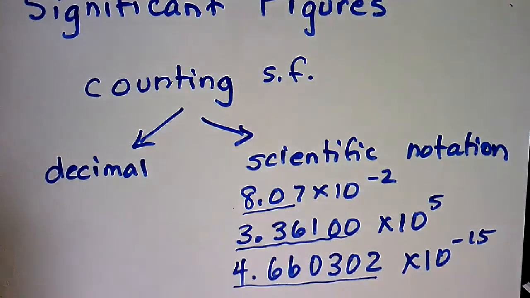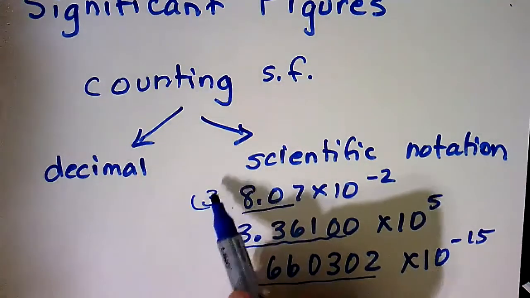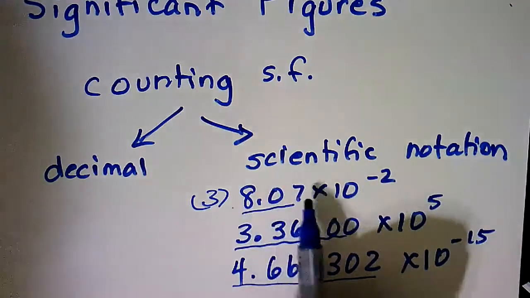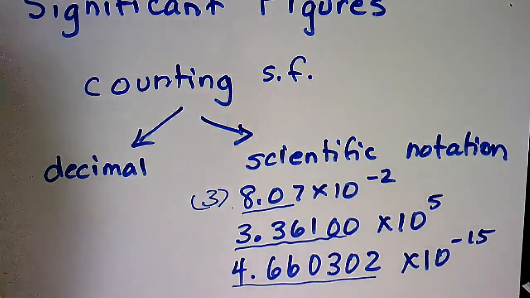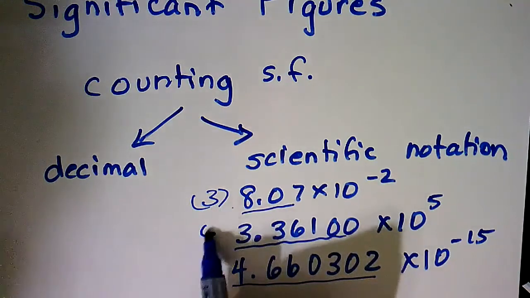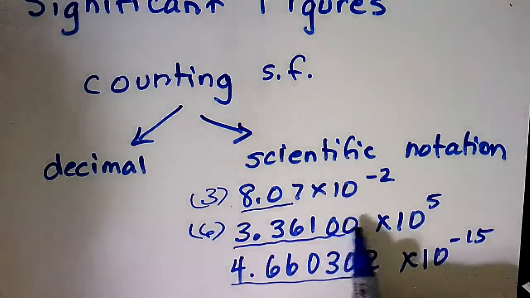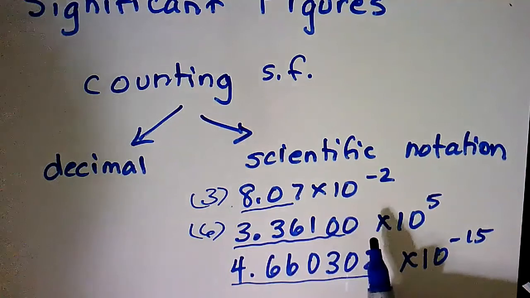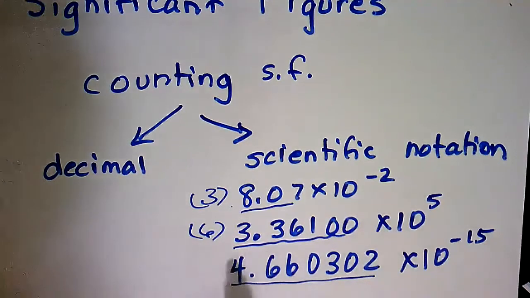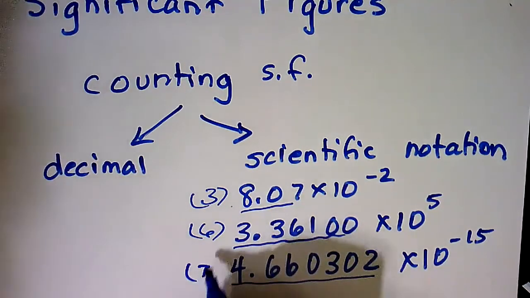So in the first example, what do you think? If you said 3, good. The 8, the 0, and the 7 are significant. In the second case, if you said 6, you're correct. These two zeros are counted. If we didn't measure them, we would not have written them here. And this last one, what do you think? 7.